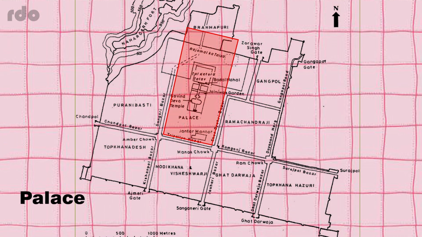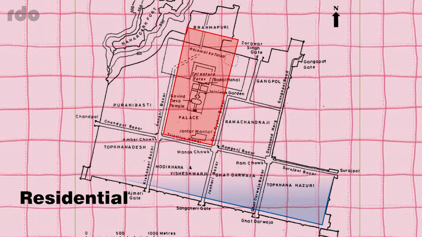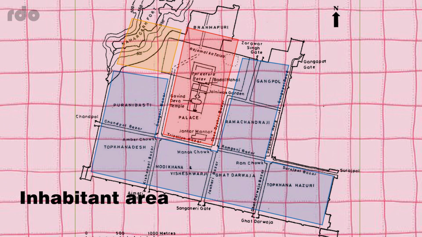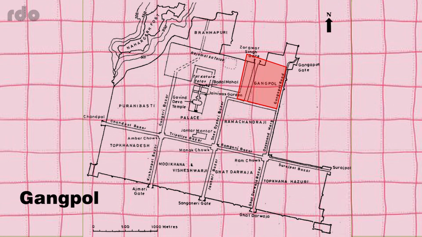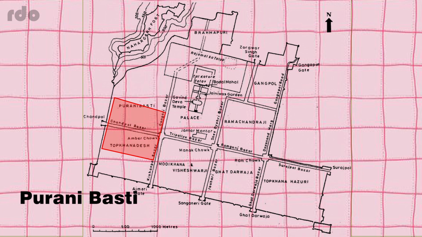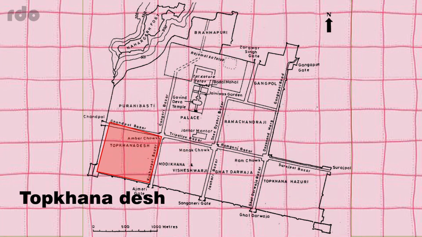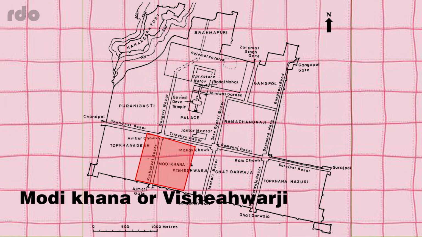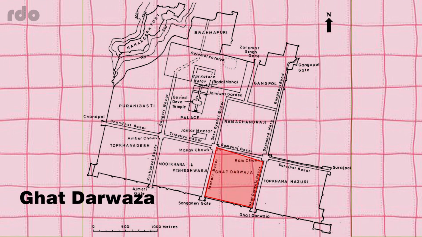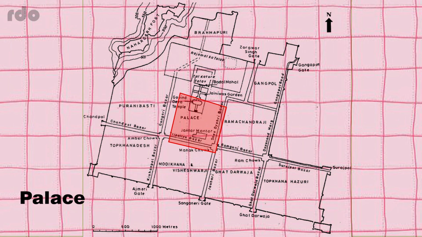These 9 boxes are divided, with the central 2 boxes for the palace area and the remaining as settlement area, and this corner box is for inhabitants due to the hillside area. This area is known as Ramchandris. This area is known as Talkotora, and this fourth area is Topkhana Hazuri. This fifth area is Purani Basti. This bottom right area is Topkhana Desh, and down here Modikhana or Visheshwar Ji, and this area is known as Ghat Darwaza and the palace area.